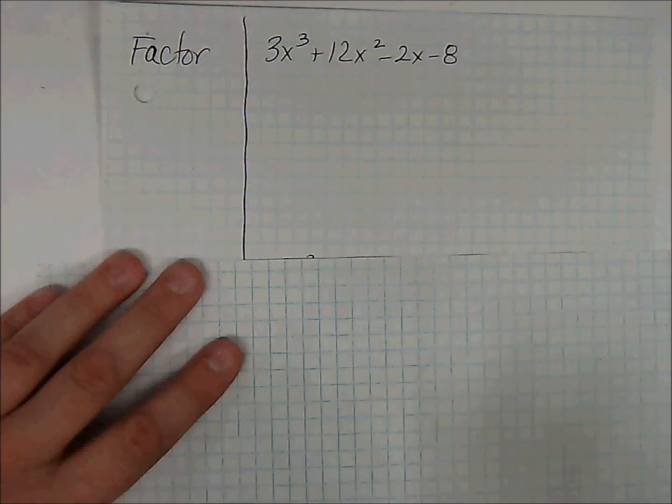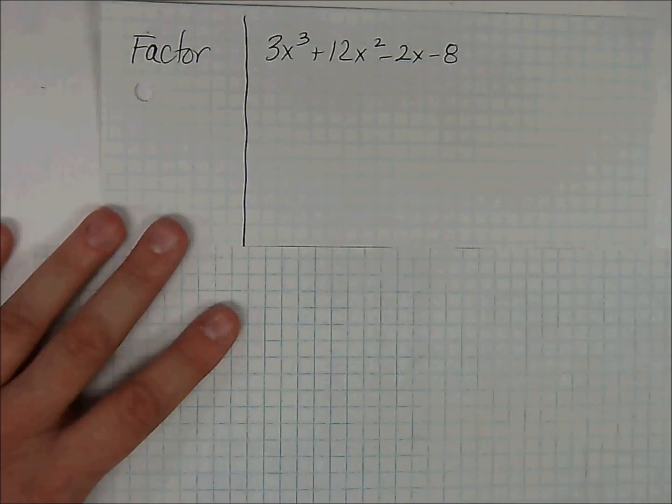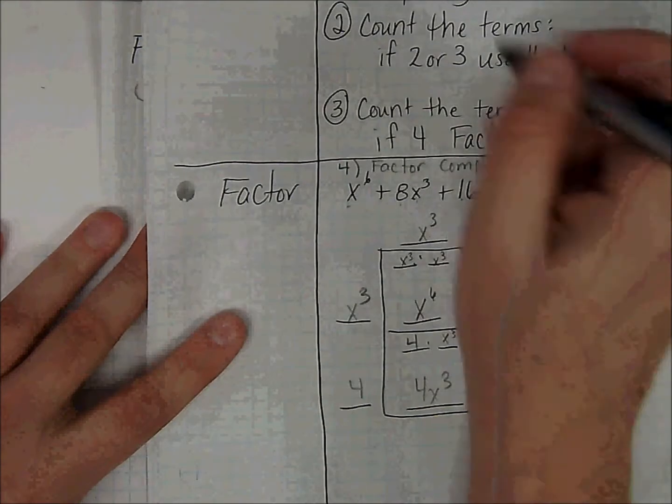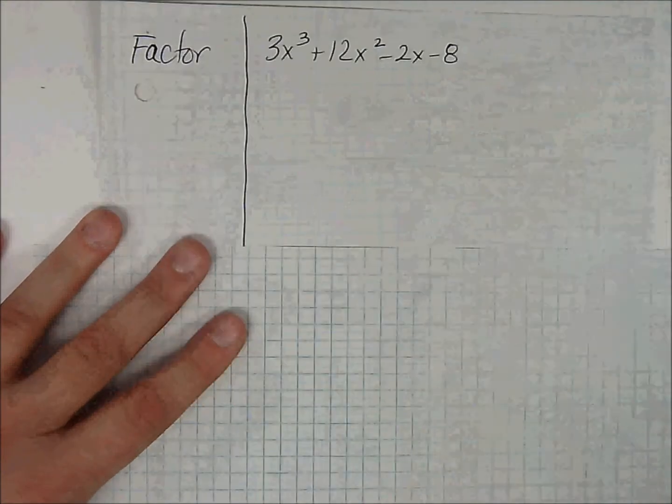So again, what can I take out of all of them? Nothing. So I count my terms. I've got 4. Step 2 tells me, let's look at 3 terms or 2 terms. Well, we don't. We have 4 terms. So no 2 and 3 terms. 4 terms, group it. Okay.